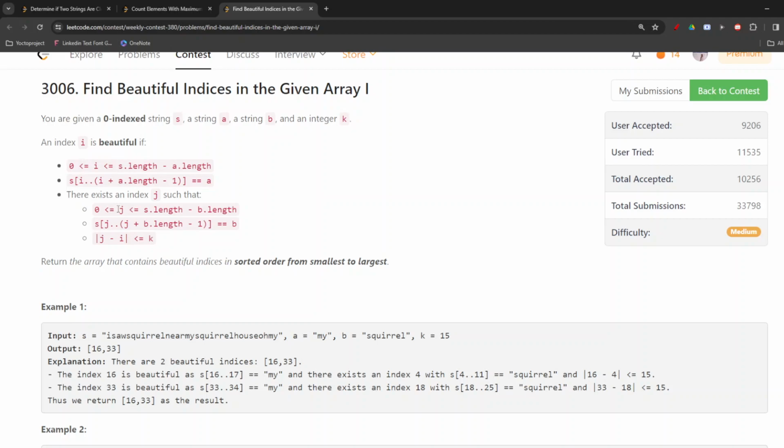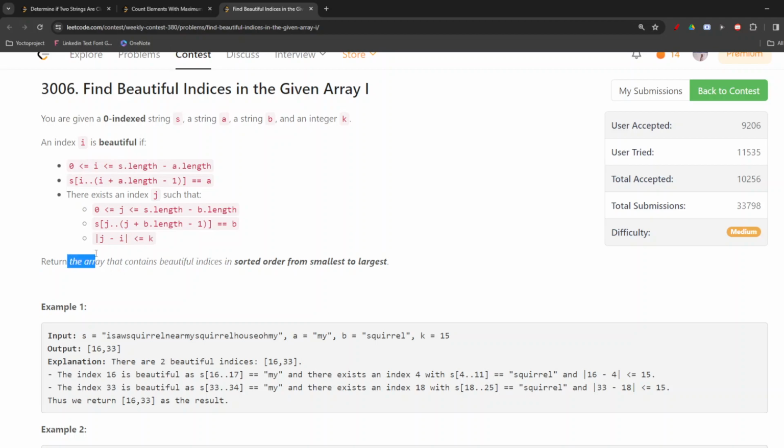And what is this j? This j is basically less than or equal to s.length minus b.length. And why are they using this b.length here? Basically they want j to be the index where the string b is starting. That is what they are mentioning in this particular line. So these are the things which, as per the question, make the index i beautiful.